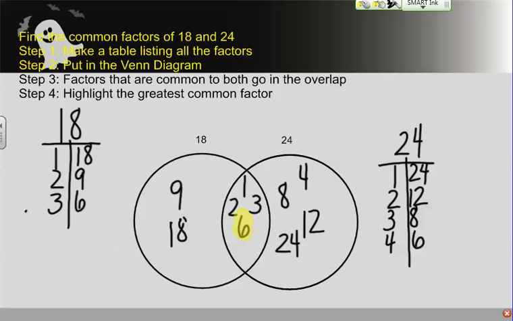So we're going to highlight the 6. Or if you don't have a highlighter, you can just box it in, or you can write GCF next to it. That's the greatest common factor.